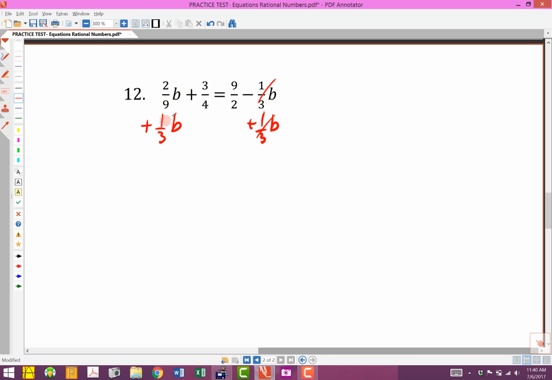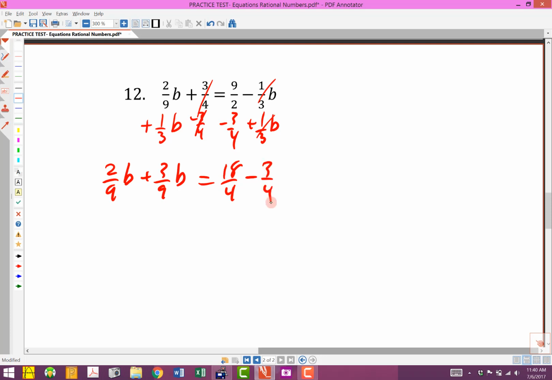And since I'm moving the b's over on the left side, I'm going to move that 3/4 over here. So we're going to subtract 3/4 here. So those are going to cancel. So here's what we've got. I'm going to rewrite this as 2/9 b plus 3/9 b on this side. And since these are in fourths, I'm going to write this as 18/4 minus 3/4.